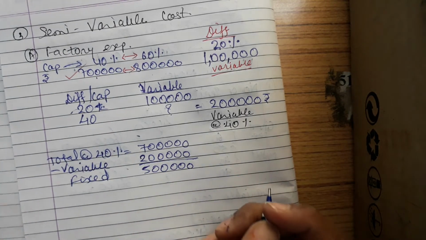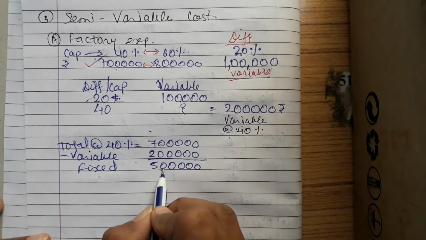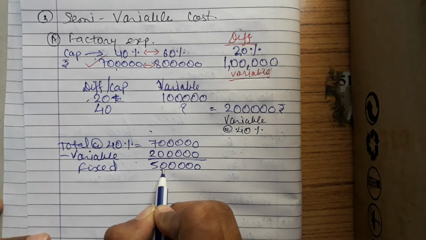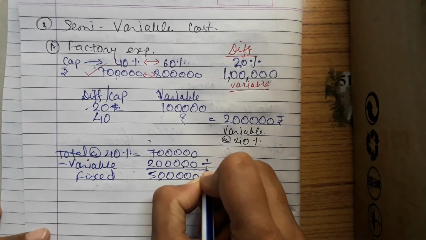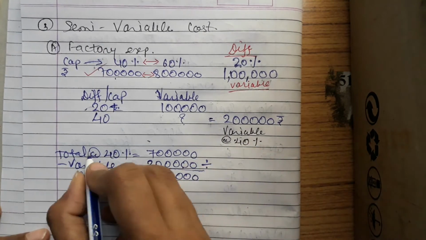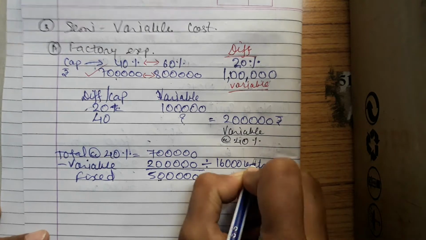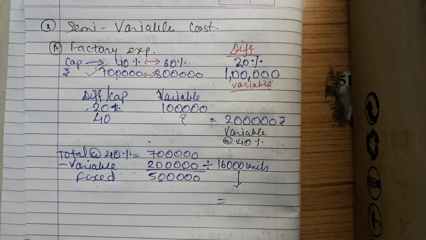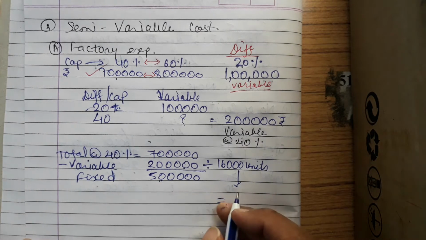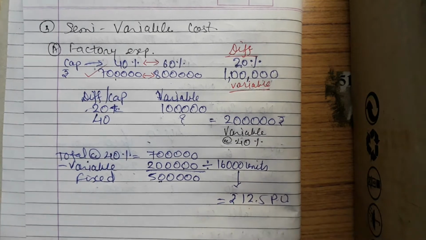So this is the distribution of our semi-variable expense. This represents the fixed expense and this represents the variable expense. We always measure variable in per unit. So at 40% the number of units is 16,000 units. So what will come per unit? 2 lakhs divided by 16,000. So that is rupees 12.5 per unit.